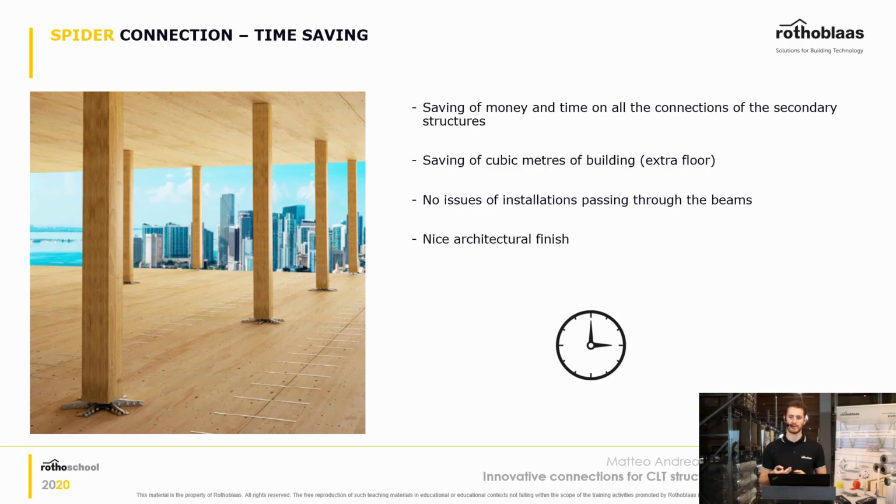You save a lot of cubic meters of timber, and you also save a lot of cubic meters of the building. So with the same height, you can have more stories, for example, more floors, and you don't have issues with installations passing through the beams, which is always a very big concern in big buildings. And of course, you have this nice architectural finish, which is very minimal and very beautiful, like the one you can see in the picture.